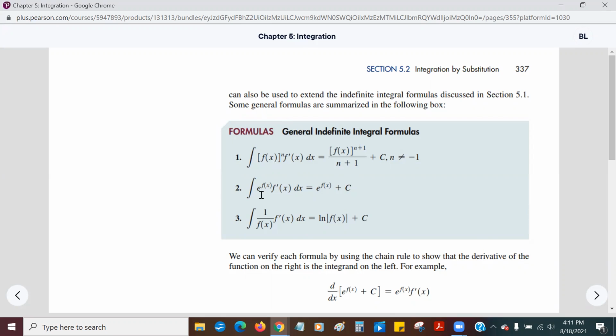The integral of e to the f of x times f prime of x is going to be e to the f of x plus c. Same reason. This is actually the example we just had a few minutes ago, where f of x was x cubed minus 1. And if I have something that looks like 1 over f of x times f prime of x, well, that's screaming ln. Because if I take the derivative of the ln of f of x, I get 1 over f of x times the inner derivative, which is f prime of x. So these are just some general indefinite integral formulas, which will work very beautifully.